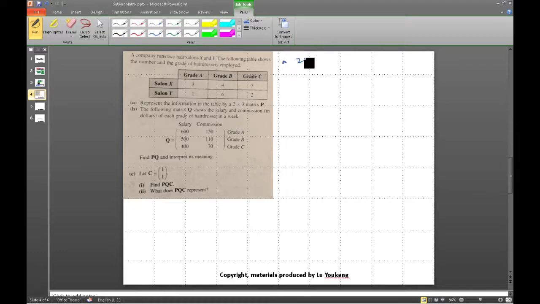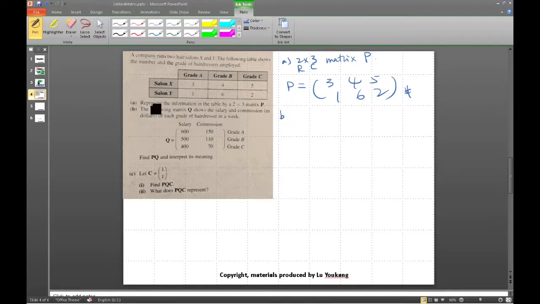So question part A: represent the information in the table by a 2 times 3 matrix P. A 2 times 3 matrix means 2 rows and 3 columns. So matrix P equals bracket 3, 4, 5 first row, 1, 6, 2 second row. So we have found the answer for A. Simple, right?